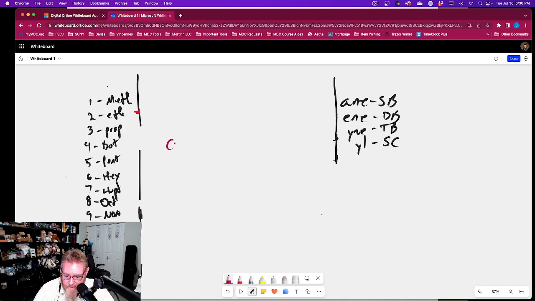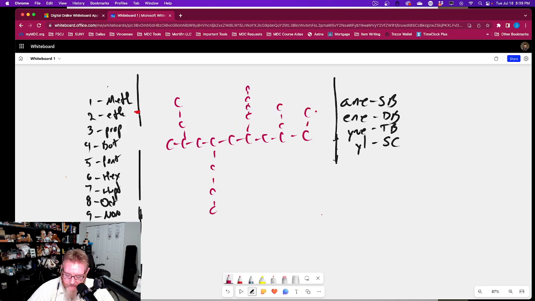So let's do 1, 2, 3, 4, 5, 6, 7, 8, 9. 1, 2, 1, 2, 3, 1, 2, 3, 4. 2 and 1, because why not? And let's, for the giggles of it, put a triple bond right there, just to make our life miserable. Oh my God, Professor Finn, this is going to be awful. You're right, it's going to be awful.